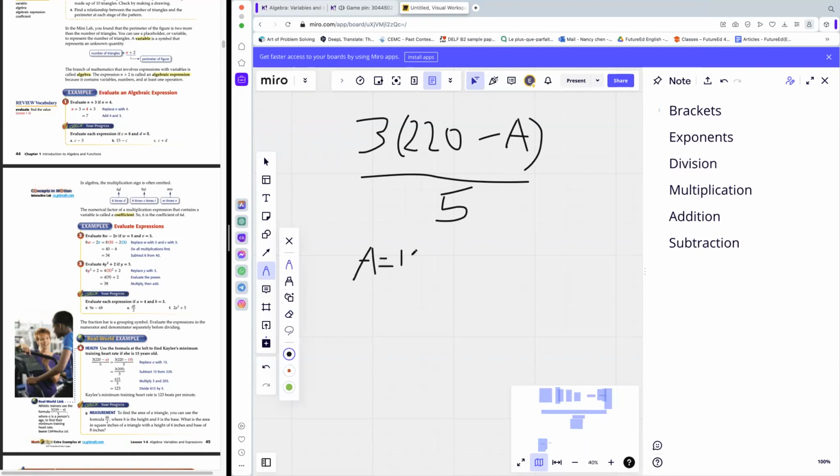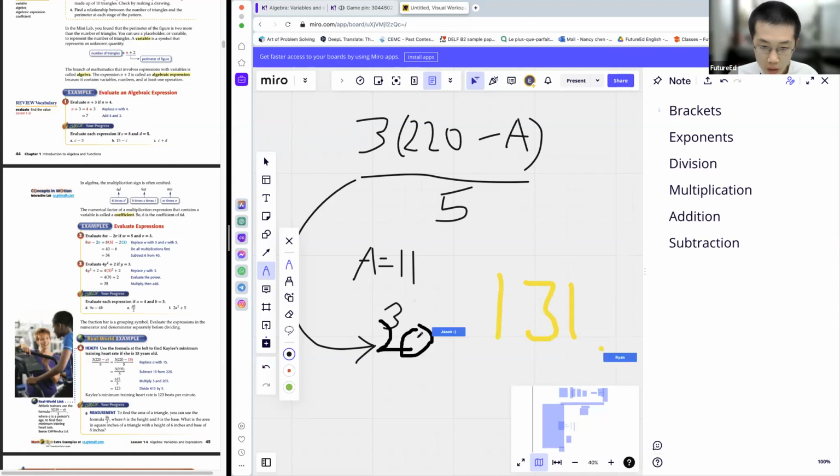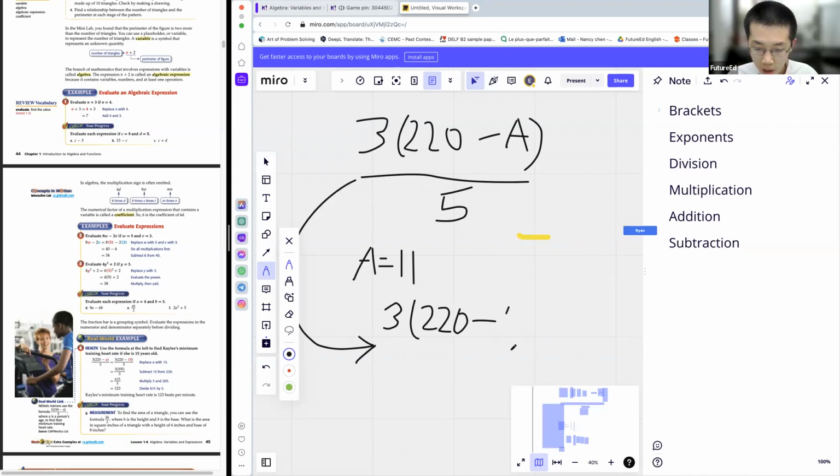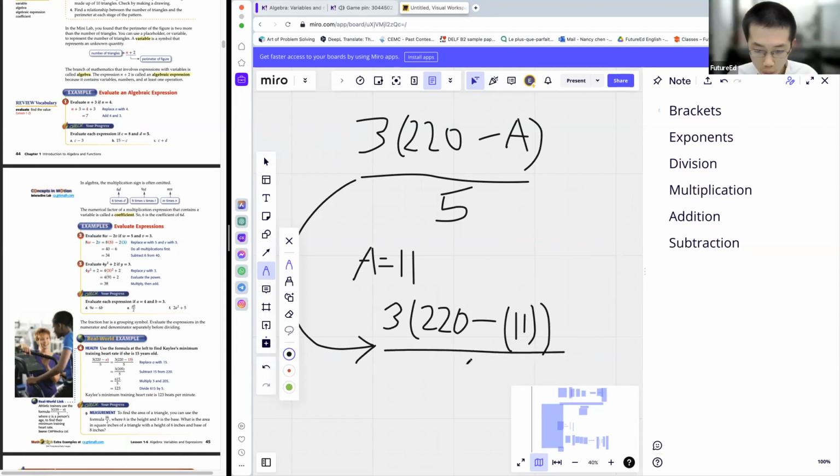So A is 11. Let's take this one step at a time. We substitute the value in, right? We'd have 3 times 220 minus 11. Can you guys please not scribble on the screen, please? Thank you. I know this may seem unnecessary, but we can throw an extra bracket in here to show that we substituted the value in.